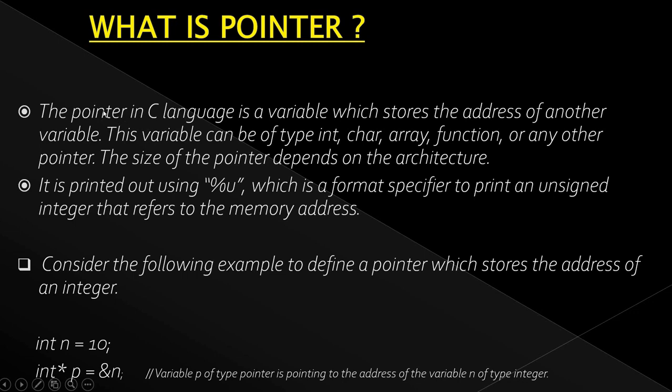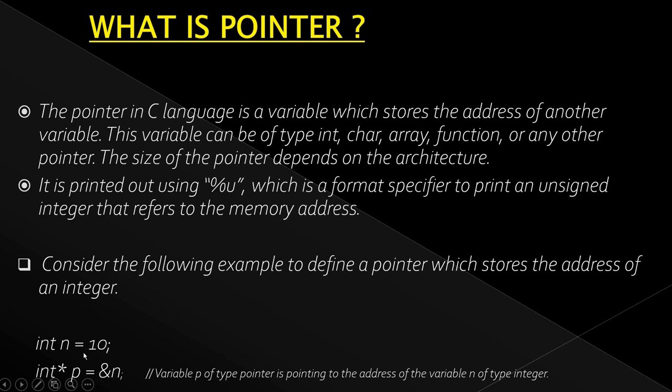So first of all, what is pointer? The pointer in C language is a variable which stores the address of another variable. This variable can be of type int, char, array, function, or any other pointer. The size of the pointer depends on the architecture. It is printed out using %u, which is a format specifier to print an unsigned integer that refers to the memory address. Now let's consider the following examples to define a pointer which stores the address of an integer.